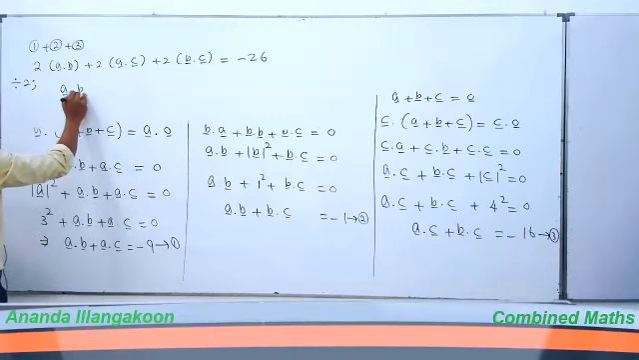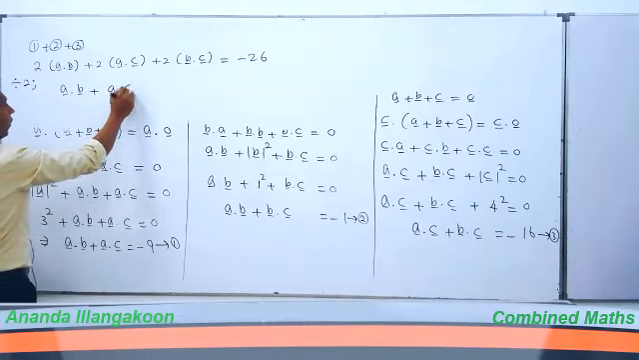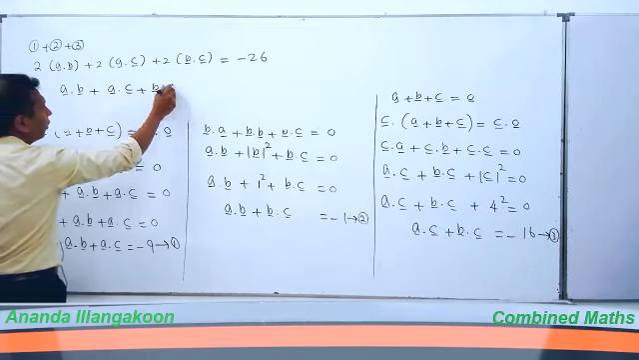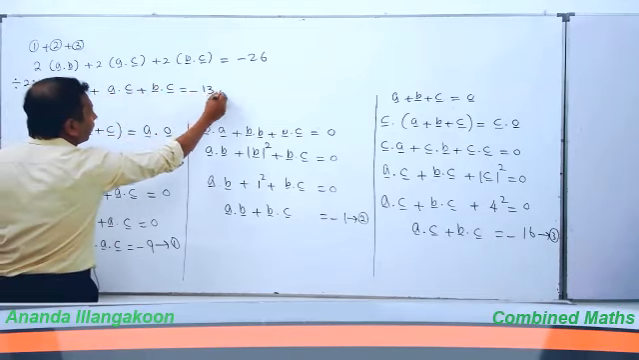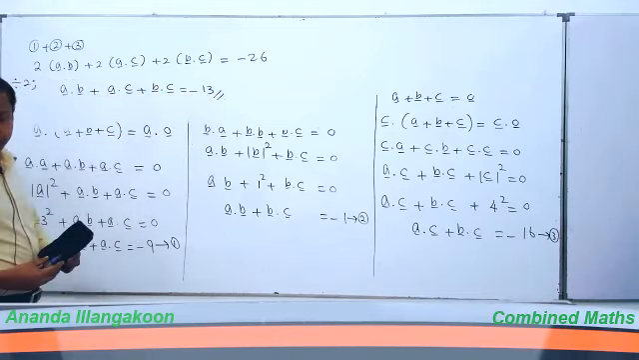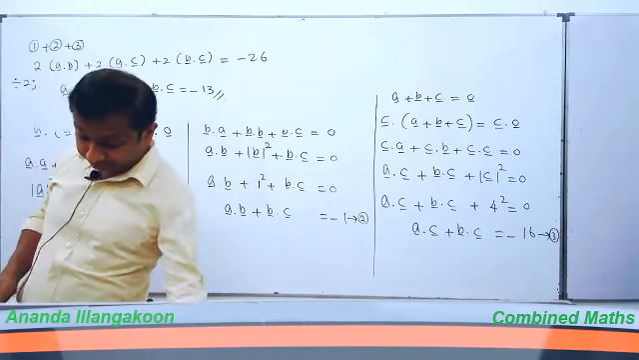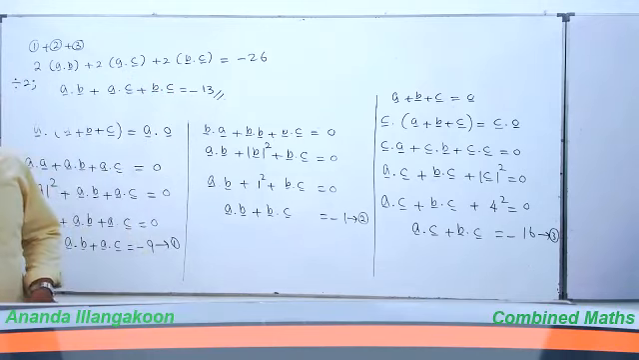Then we get A dot B plus A dot C plus B dot C is equal to minus 13. That is the answer, people, right?